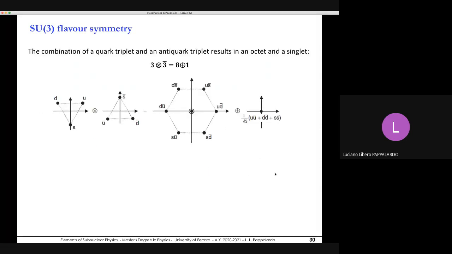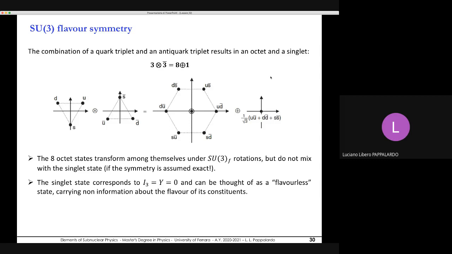And now we can combine them to make mesons. So the combination of a quark triplet and an antiquark triplet, so 3 times 3 bar, if you apply group theory, results in an octet plus a singlet. So the situation is represented here. When you combine a quark triplet times an antiquark triplet, group theory tells you that you will obtain an octet of states plus a singlet. And you see also here now the flavor composition of each of these states.